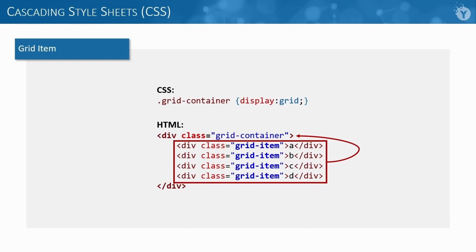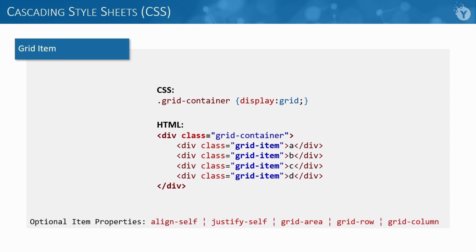Note though that this is not because I've given them a class of grid item, nor because they are div elements. I could have named the class anything I like, and they can even be other HTML tag types. They are considered grid items purely because they live directly inside of a grid container. Grid items do support various CSS Grid related properties of their own, such as align self, justify self, grid area, grid row, grid column, and so on, but these are all optional.